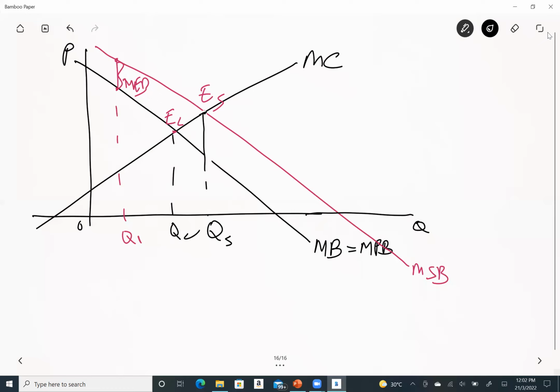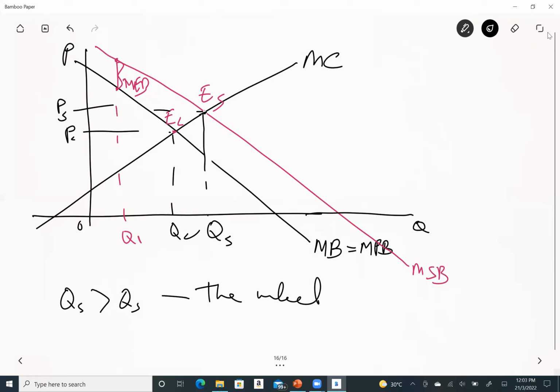So you compare the quantities, and then you compare the prices. You can see that QS is larger than QC. So the social equilibrium output is more. What does it mean? It means that the society wants more. Here QS is bigger than QC. You say that the market produces too little. If you leave it to the market, it will produce too little output or service.